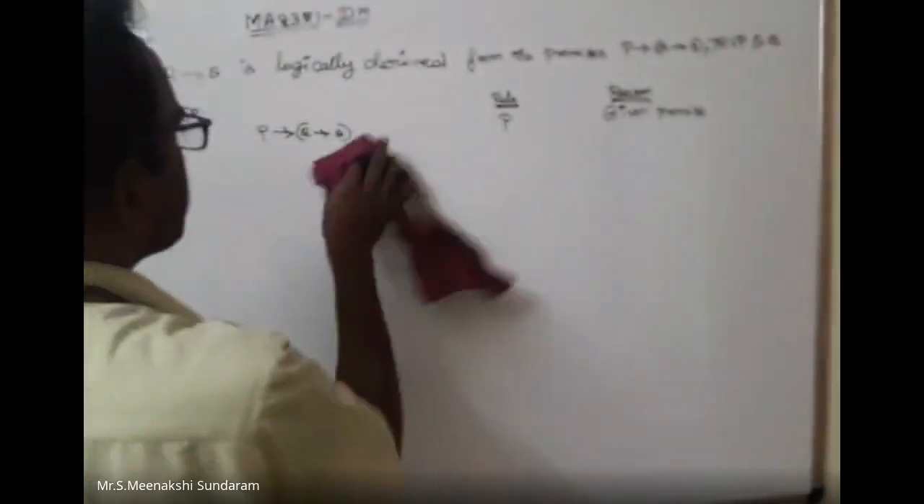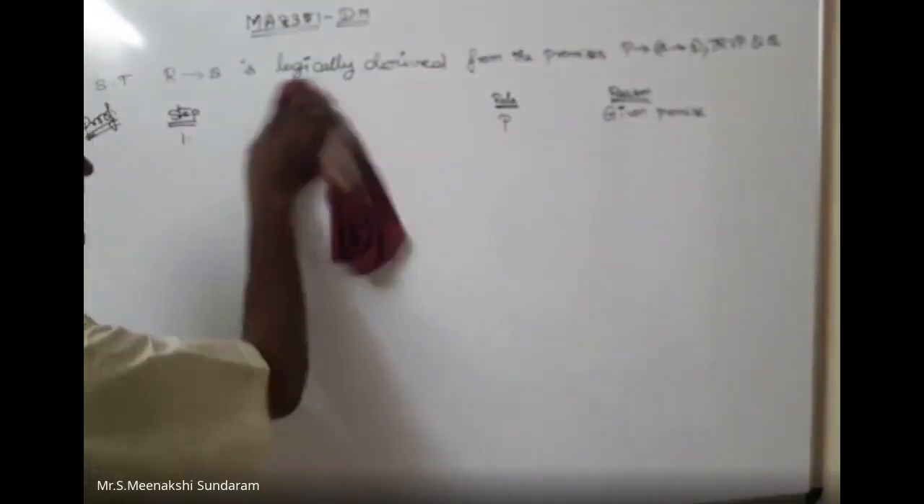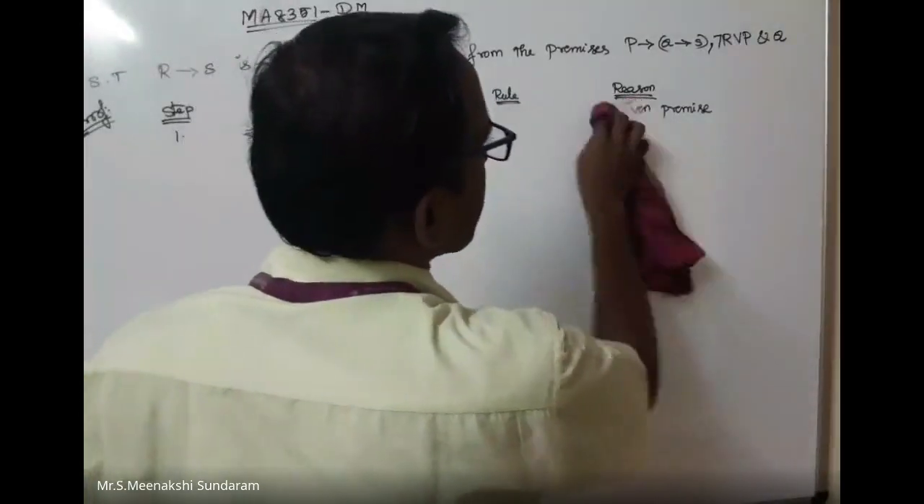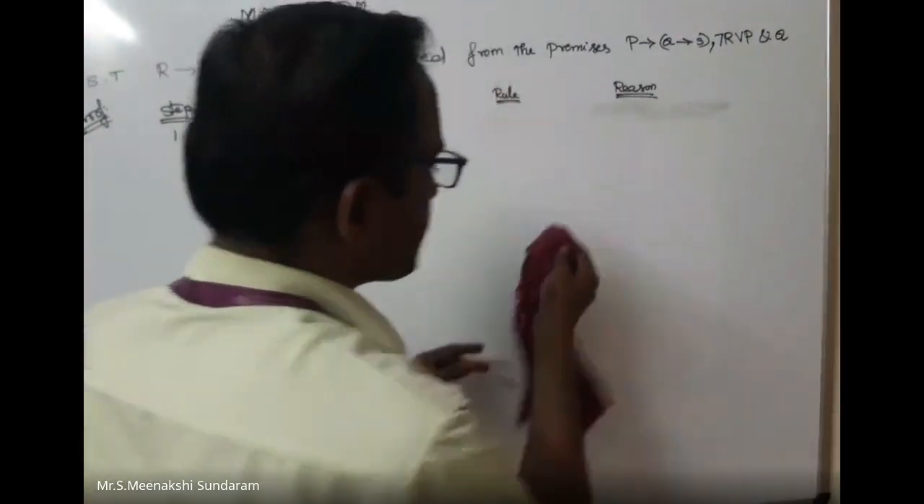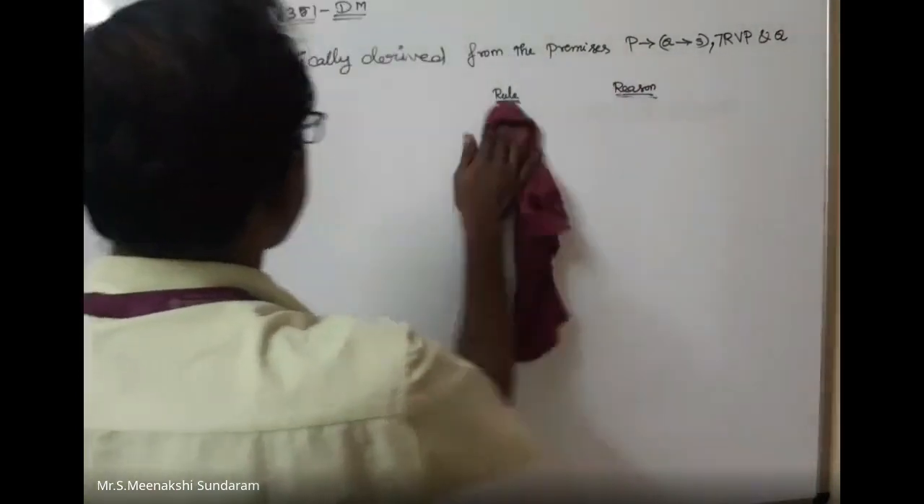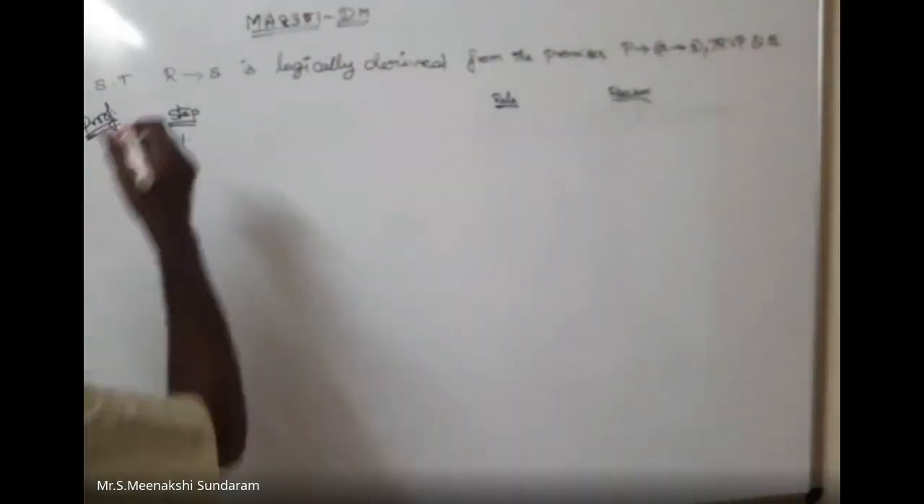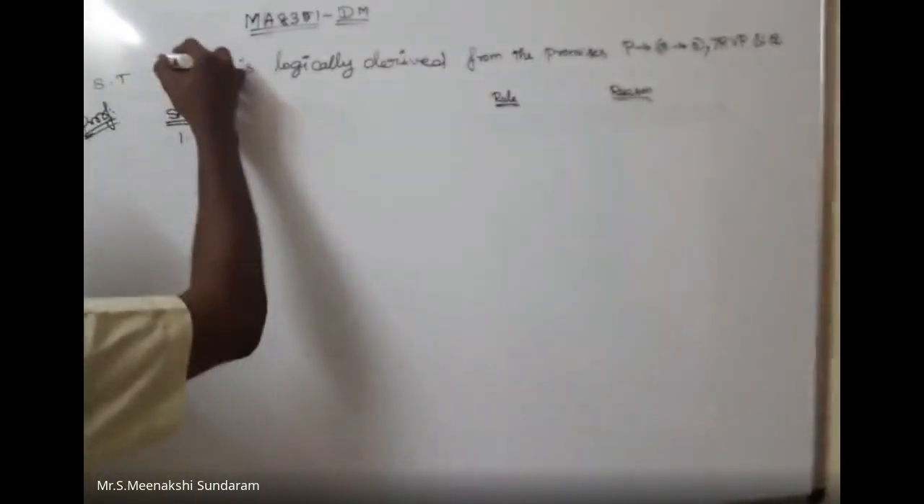The question itself, R tends to S, is conditional. We need to show that it is a conditional, so we can apply rule CP. When the conclusion in the question is conditional, we can apply rule CP. This is for your additional premises.